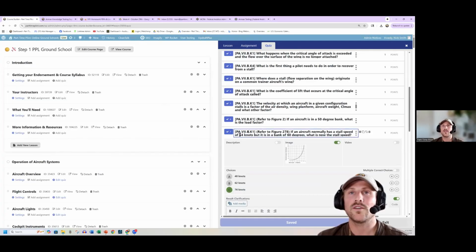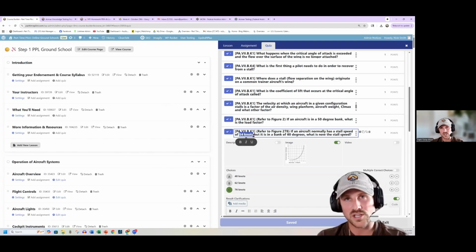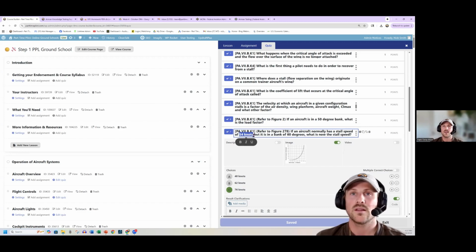Okay, so we have 40. We know it increased. This is our stall speed, 54 knots, before. That's our straight and level stall speed. So when we're just flying straight and level, we have no load factor, no G forces. Our stall speed is 54 knots. That's going to increase by 40% when we're in a 60-degree bank. So we just need to find the number that is 40% more than 54.